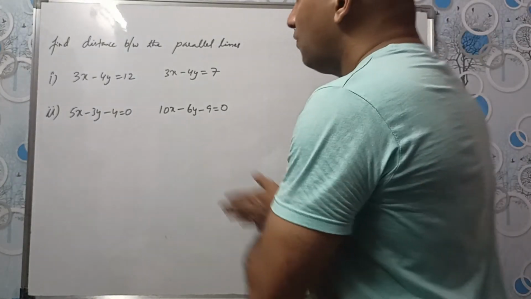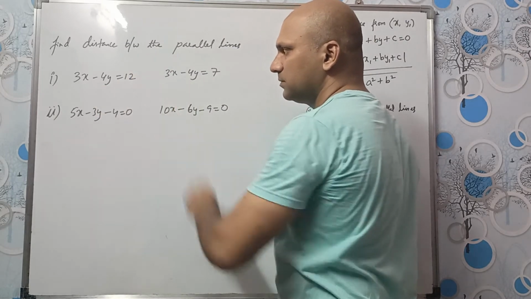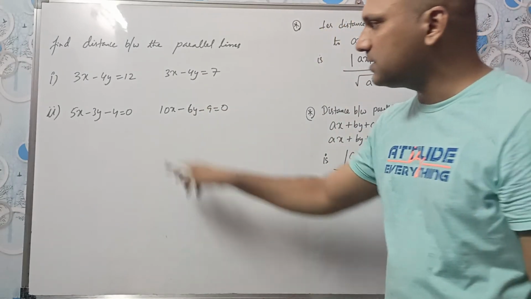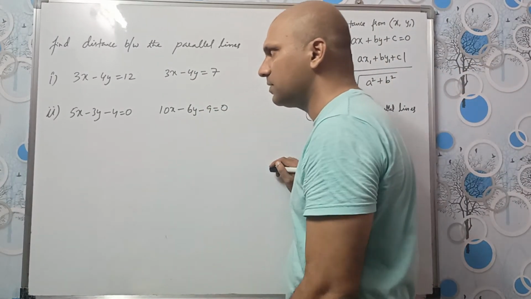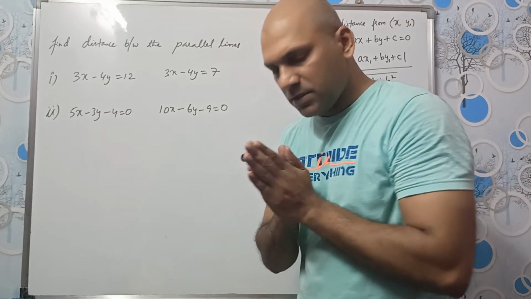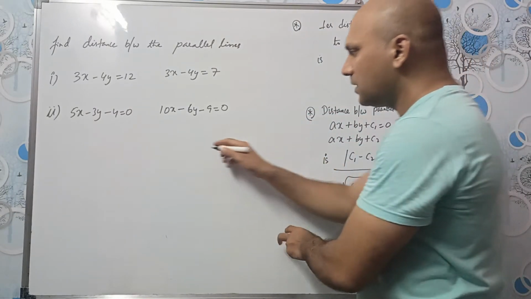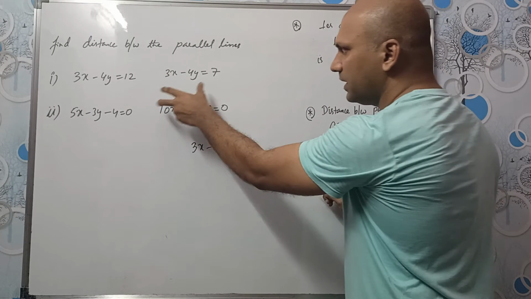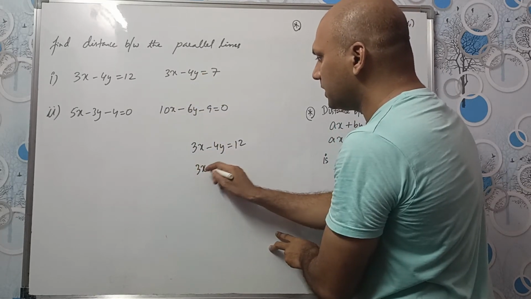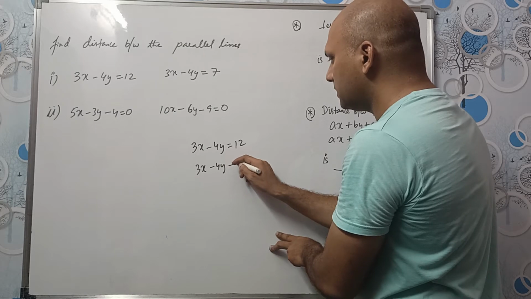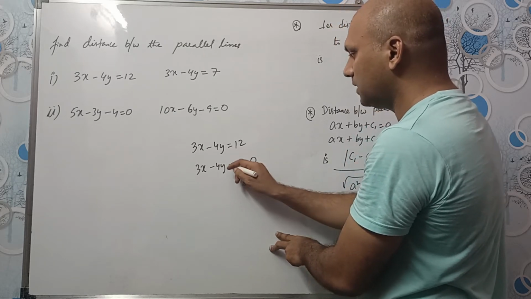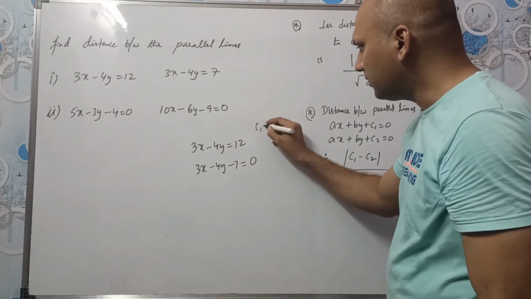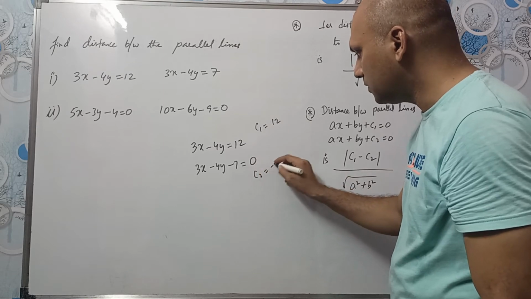Find the distance between the parallel lines. 2 questions are given. These 2 are parallel lines, and we need to find the distance between each pair. One common mistake I have observed students making, let us take the first one. This is the first equation. Suppose the second equation is like this, minus 7 is equal to 0. They take this as C1, this as C2. They write C1 is equal to plus 12 and C2 is equal to minus 7.